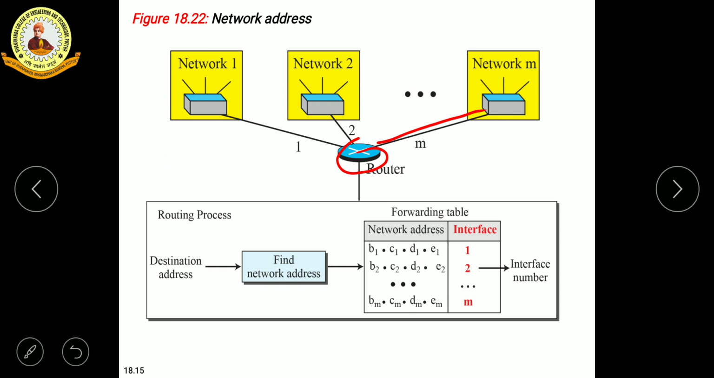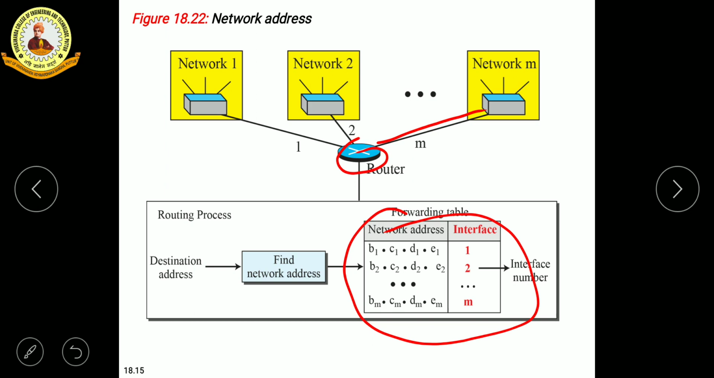Here figure 18.22 shows the idea. After the network address has been found, the router consults its forwarding table. It will have something called a forwarding table. This forwarding table tells the router to which network it has to forward. At this point, keep in mind that we have a forwarding table to do this task. The network address is actually the identifier of the network. Each network is identified by its network address.